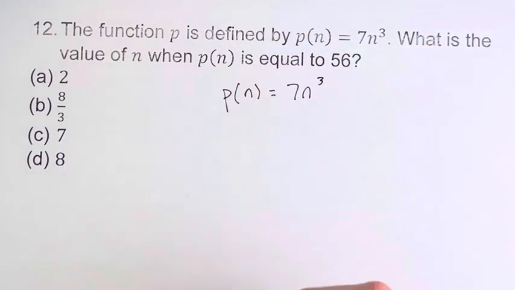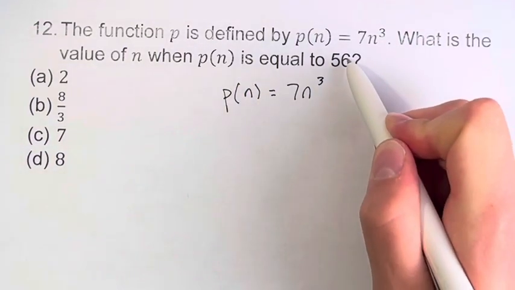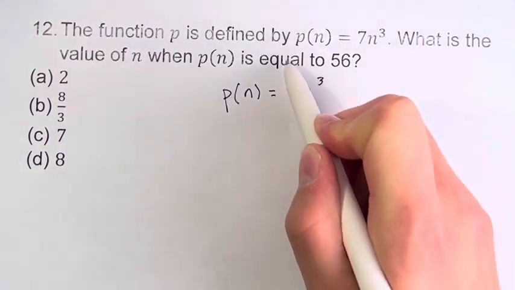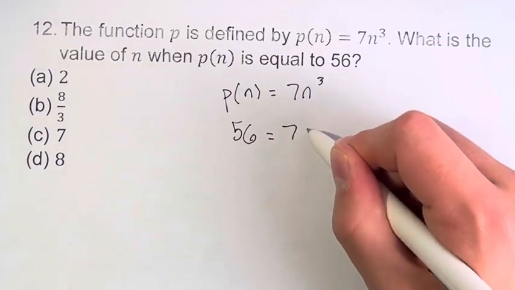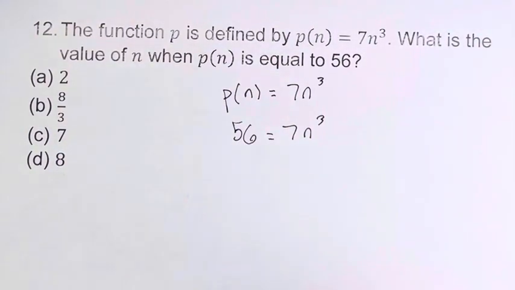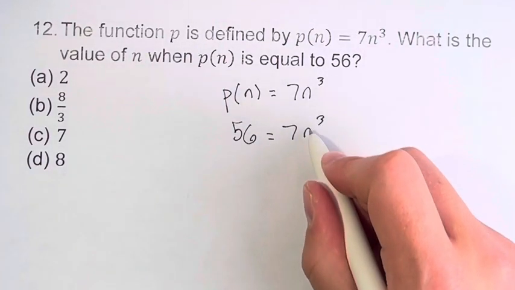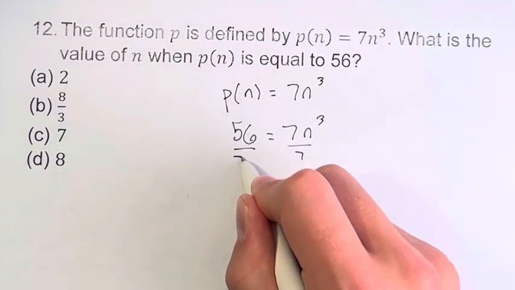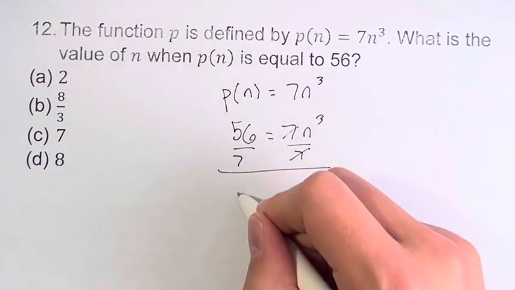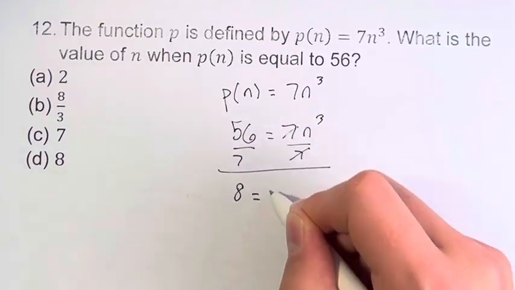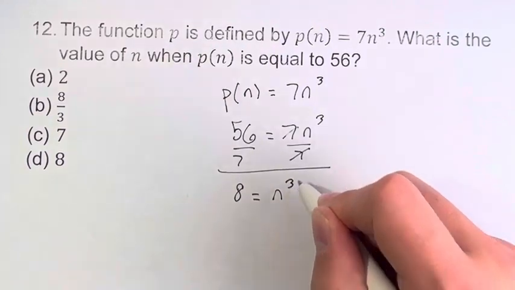We're looking for the value of n when p of n is equal to 56, so we just have to plug in 56 for p of n. So 56 is equal to 7n cubed, and now we can solve for n. We want to get n on its own, so we divide both sides by 7. These cancel. We're left with 56 divided by 7, which is 8, is equal to just n cubed.